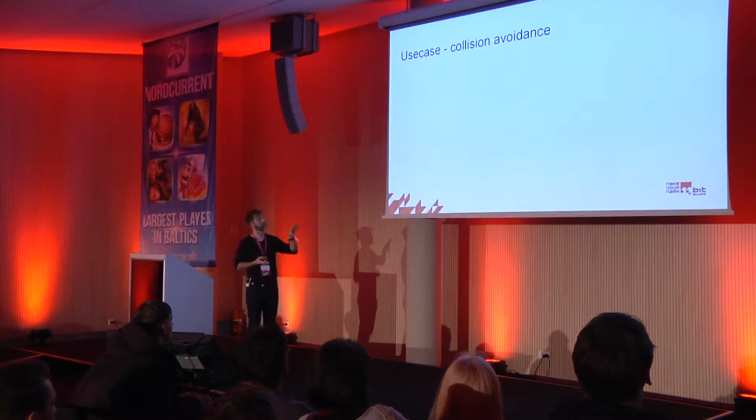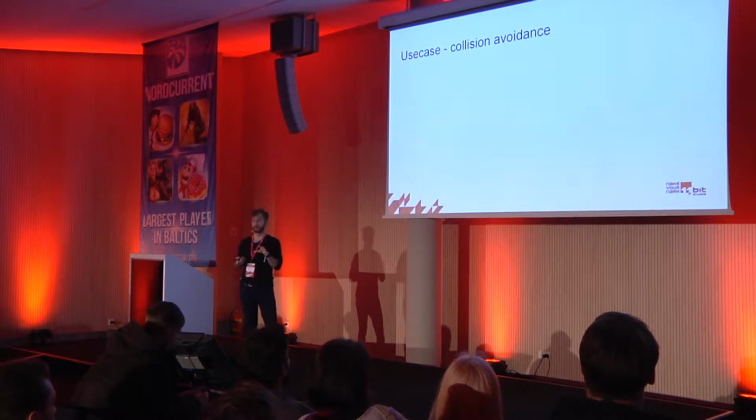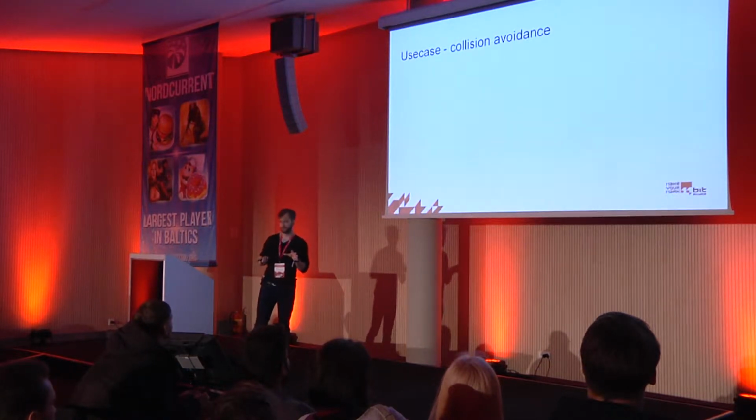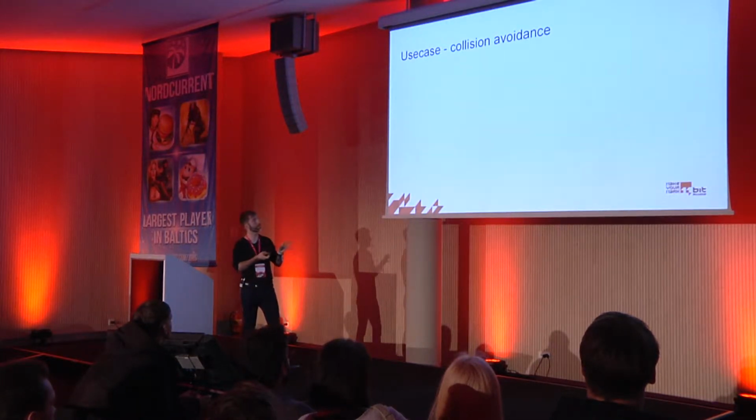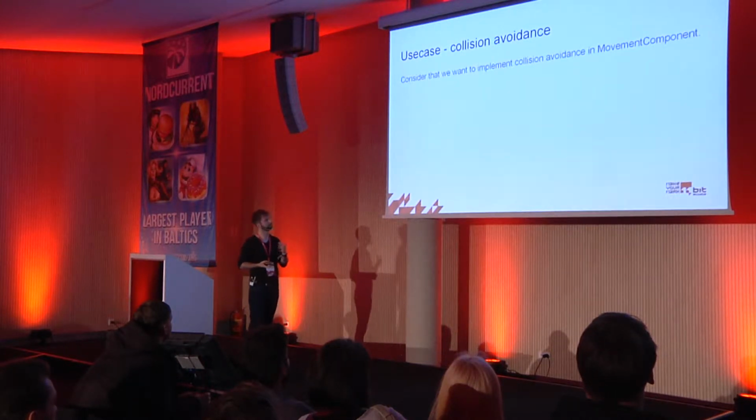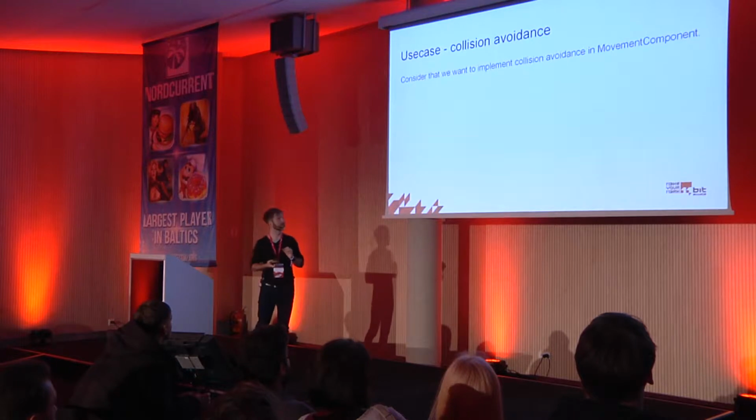But now, knowing how the entities are updated and how we are passing the events, let's imagine that we want to make this kind of game collision avoidance. How do we do that? Well, we want to do it in the movement component.